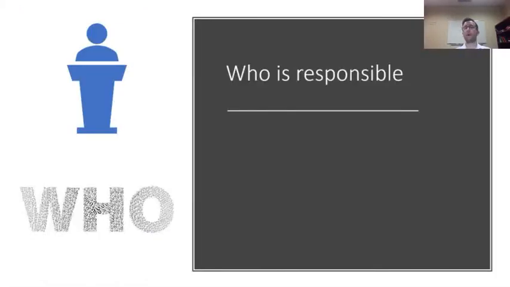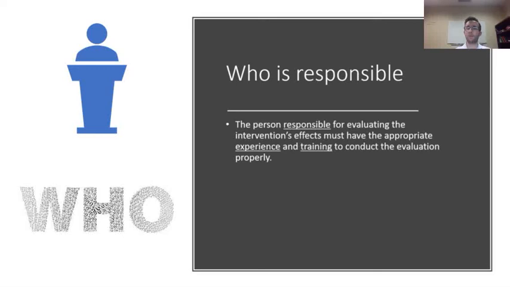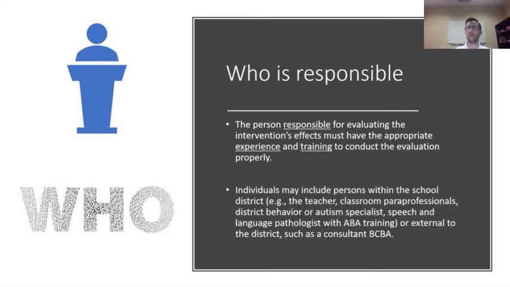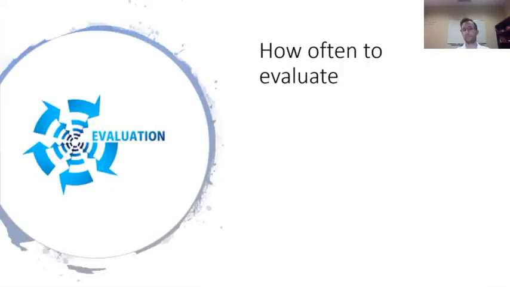So let's look at who's responsible first. Now, the person responsible for evaluating the intervention's effects must have the appropriate experience and training to conduct the evaluation properly. So individuals may include persons within the school district, such as the teacher, classroom paraprofessionals, district behavior or autism specialists, speech and language pathologists with ABA training, or external to the district, such as a consultant BCBA.